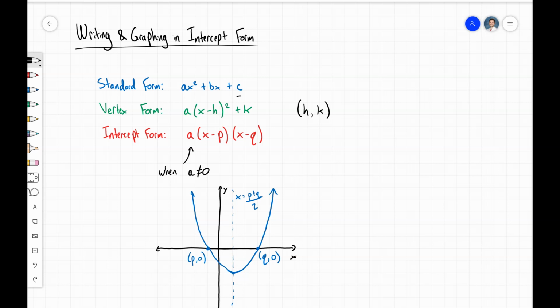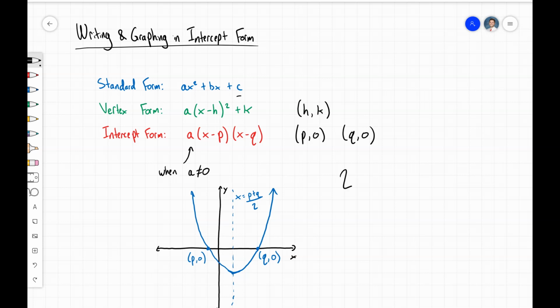And now we're going to look at intercept form, which is a times x minus p times x minus q. This may look familiar to you because this is basically the factored form of a polynomial. Now, the requirement here is that a is not equal to 0, otherwise our entire function would equal 0. But the nice thing is that in this form, our x-intercepts are at (p, 0) and (q, 0). That would be like solving for the zeros of our function.